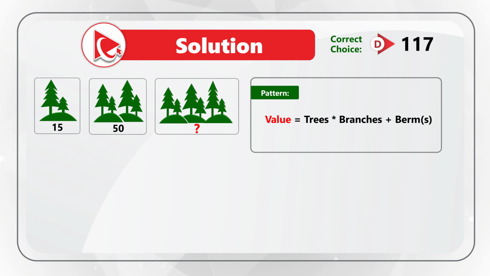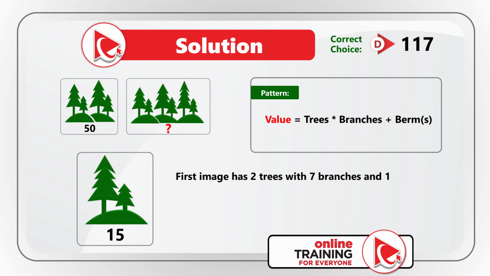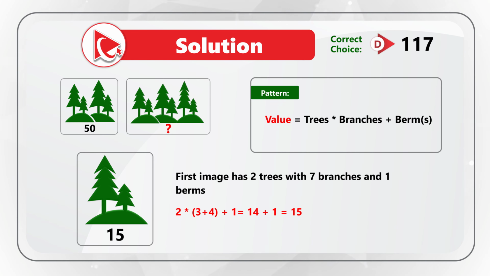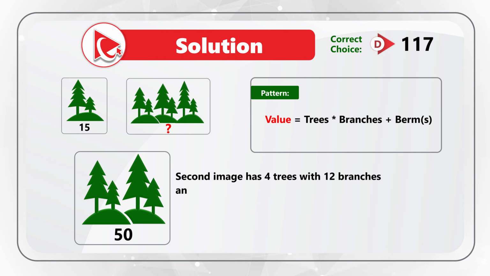Let's look closely at each one of the images. The first image has 2 trees with 7 branches and 1 berm, and the calculation would be 2 multiplied by (3 plus 4) plus 1, which is equivalent to 14 plus 1 equals 15. The second image has 4 trees with 12 branches and 2 berms, and the calculation will be 4 multiplied by (3 plus 3 plus 3 plus 2), and then you add 2 to the calculated value. The end result of this calculation for image 2 will be 50.